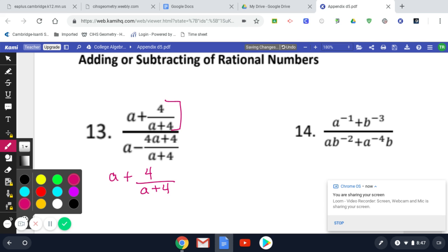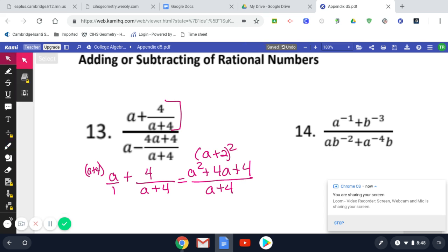Now, in order to add that, I have to have the common denominator. So I need to multiply, this has a denominator of 1, so I need to multiply this one by a plus 4. So then what happens is I have a squared plus 4a plus 4 over a plus 4. Okay, and as I look at that, you can see that this is a plus 2 squared because it's the sum of the perfect squares.